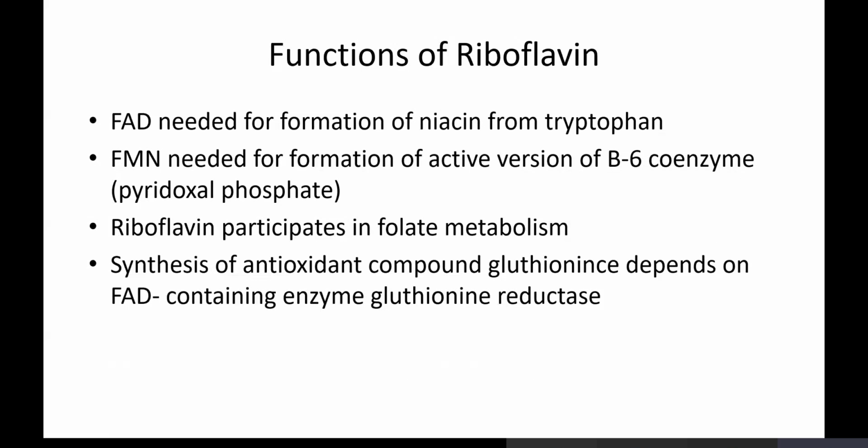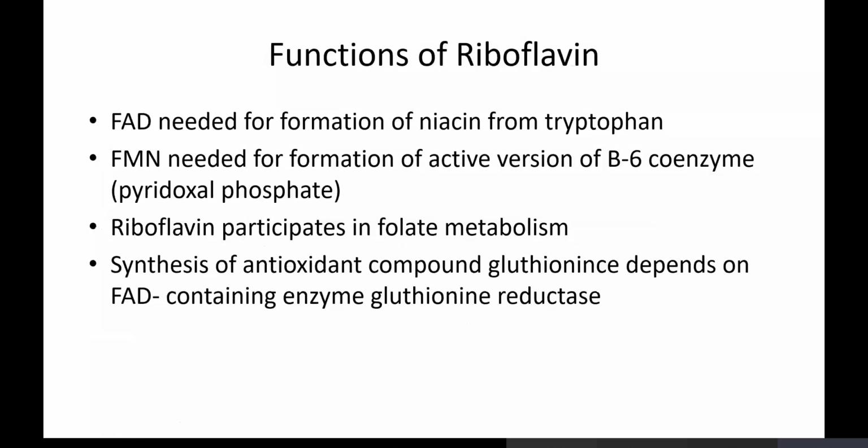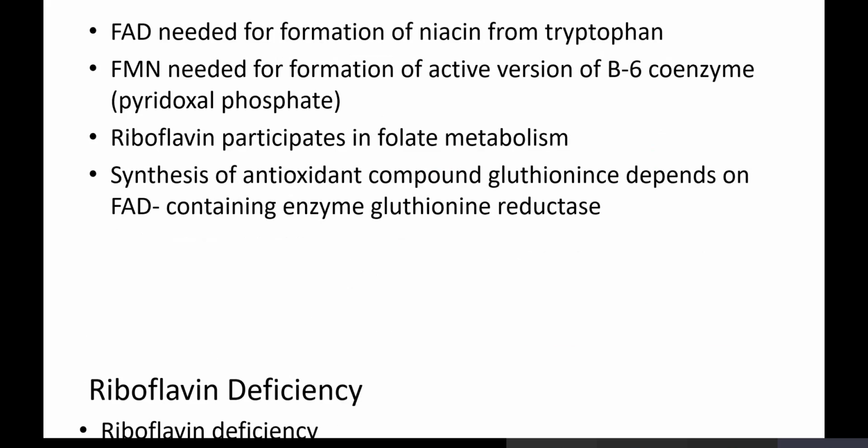FAD is specially needed for formation of niacin from tryptophan. So if you consume tryptophan, you will need this FAD for formation of niacin. FMN is needed for formation of the active version of the B6 coenzyme, that is pyridoxal phosphate. We will see this enzyme is also needed. This vitamin is also needed for making other vitamins like pyridoxal, that is vitamin B6, and niacin. Riboflavin also participates in folate metabolism, which is very, very important. So a person who is deficient in riboflavin will also be found deficient in niacin, B6, or folate, because it participates in folate metabolism. Synthesis of the antioxidant compound glutathione also depends on an FAD-containing enzyme, that is glutathione reductase.